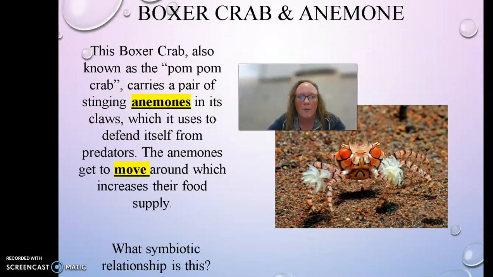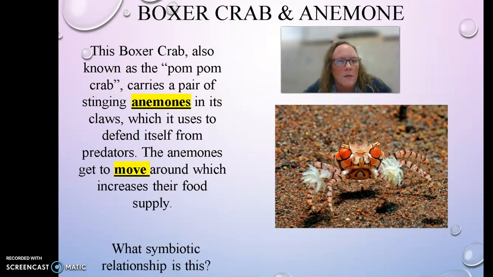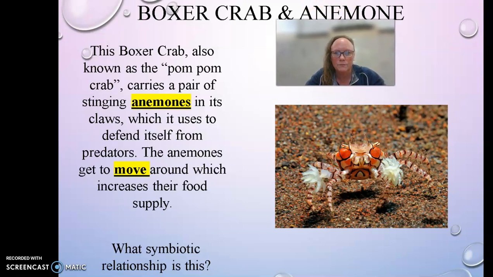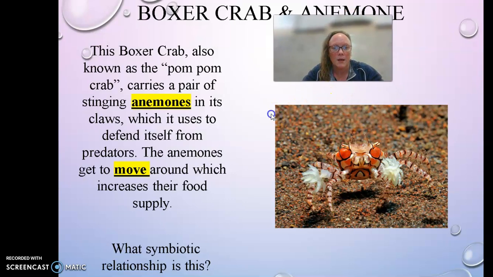Next one, we have the boxer crab and a sea anemone. The boxer crab, also known as the pom-pom crab, carries a pair of stinging anemones in its claws, which it uses to defend itself from predators. The anemones get to move around, which increases their food supply. What kind of symbiotic relationship is this? If you said mutualism, you were correct.